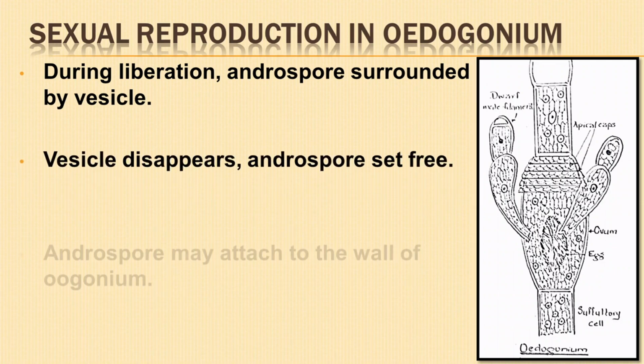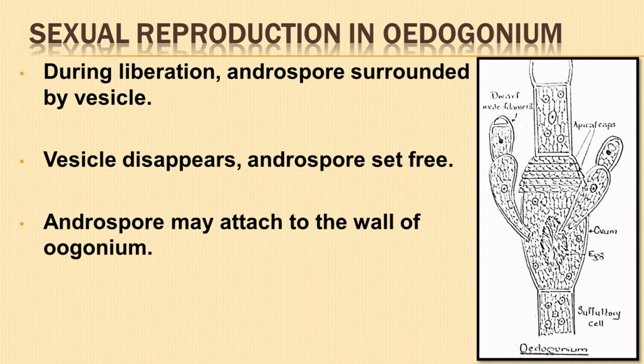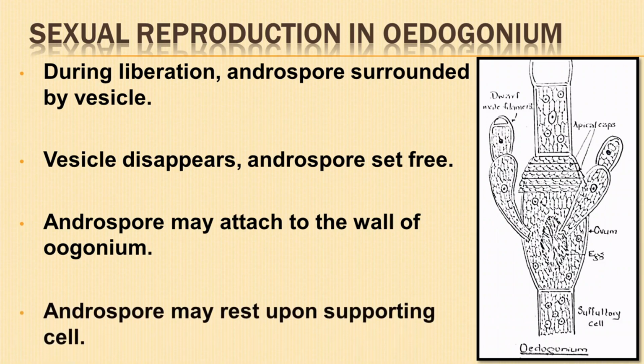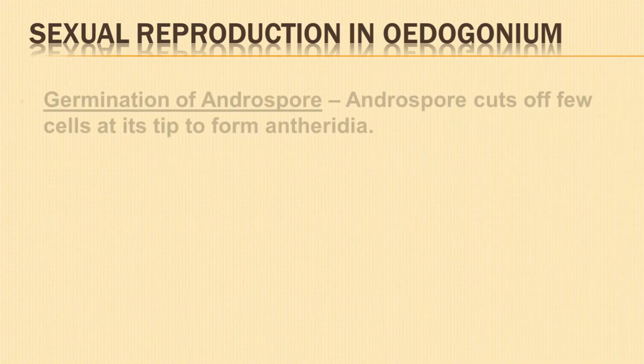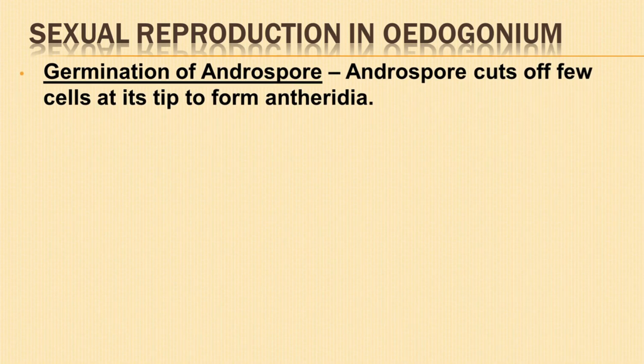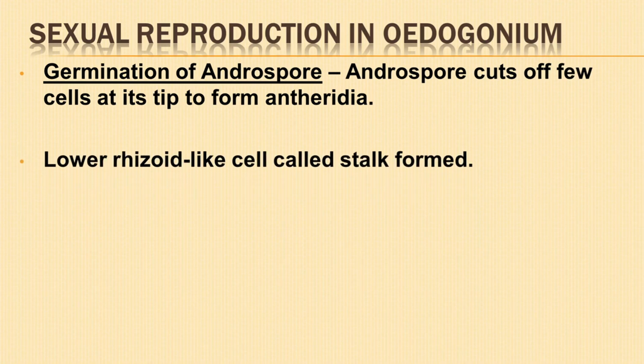It attaches itself on the wall of the oogonium as seen in Oedogonium ciliatum, or may rest upon the supporting cell as seen in Oedogonium concatenatum. Next is germination of androspore. The androspore elongates and cuts off a few cells at its apex to form the antheridia. The lower rhizoid-like elongated cell is called the stalk.